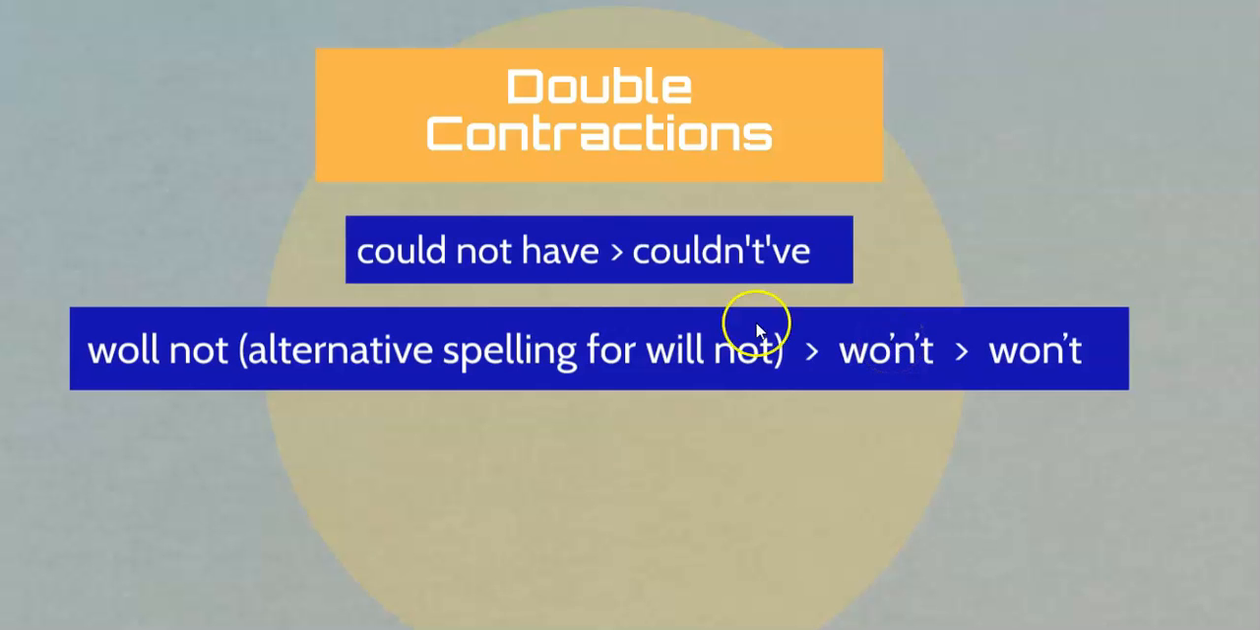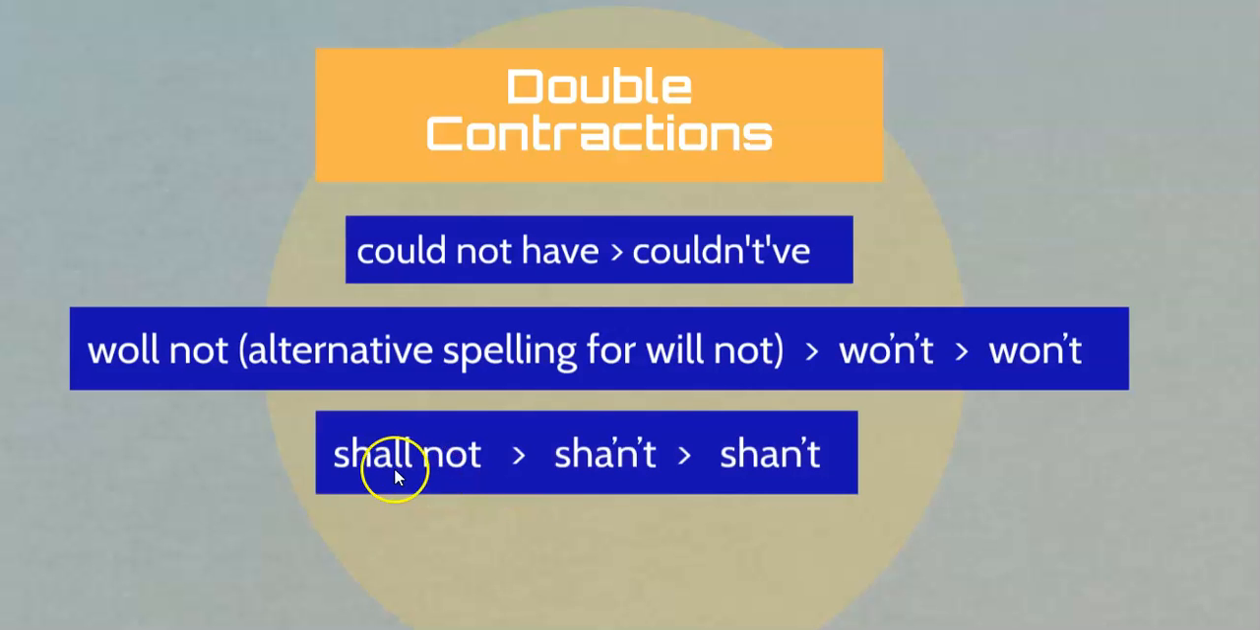The first one replaced the two L's. The second one, as it still does today, replaces the O. Over time, the first apostrophe was dropped. Here's another example. Shall not shortened to sha'n't. Again, the first apostrophe showed that the double L had been left out and the second one the O. And again, over time, the first apostrophe was dropped.